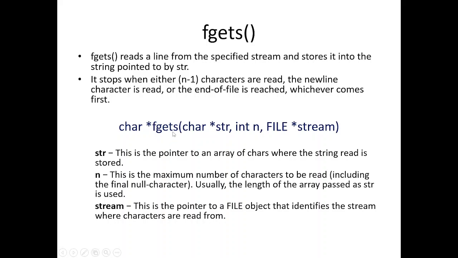So fgets takes three arguments. One is str, which is the pointer pointing to the string, n is the size of that string, and the file pointer is pointing to the file from which we are going to read. The explanation is given here. Str is a pointer to an array of characters where the string read is stored, right? And n is the maximum number of characters to be read. Stream is the file pointer where we have to read from.